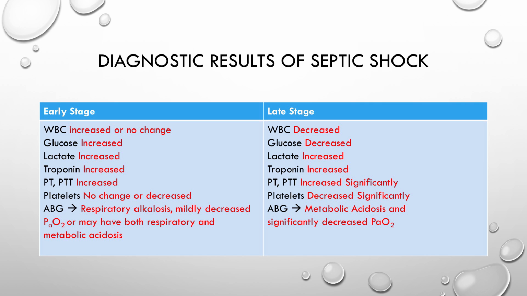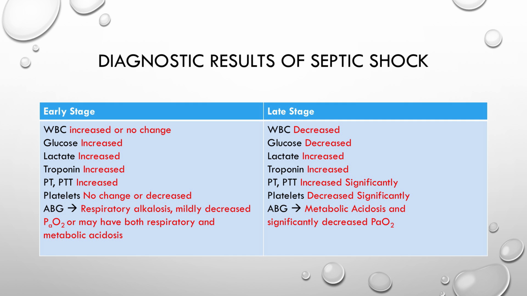So let's look at the diagnostic results of septic shock under the early stage. Again, the compensatory stage. Your white blood cells are going to be increased or no change. Your glucose is going to be increased. Your lactate is going to be increased. Your troponin is going to be increased. Your PT, PTT levels are going to be increased. Your platelets are going to have no change or may be decreased.